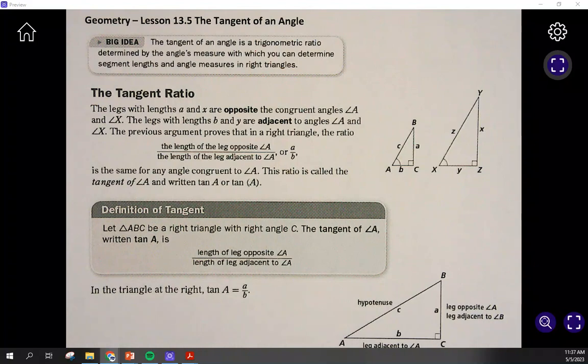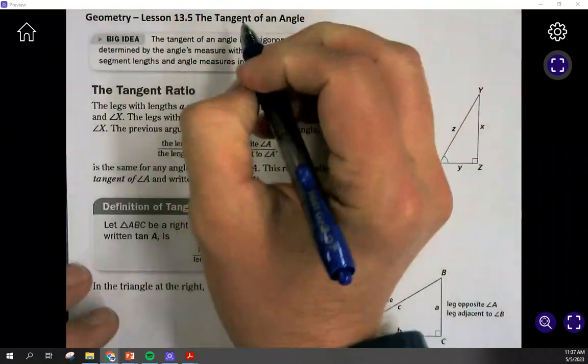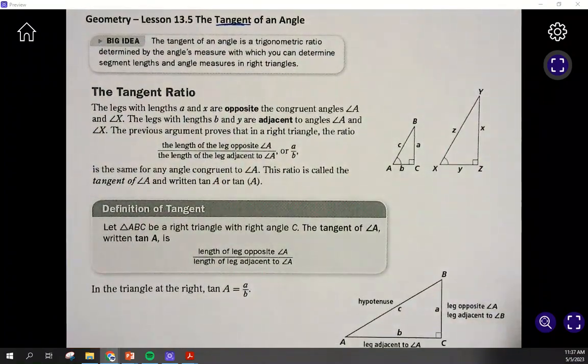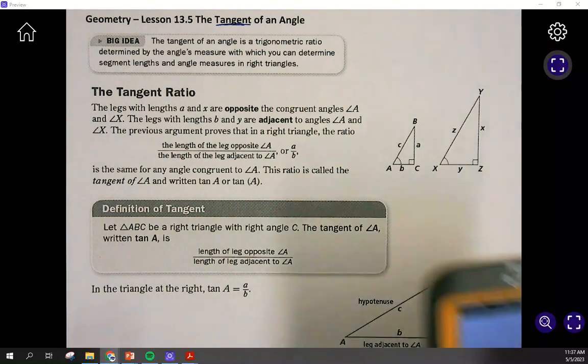This is geometry lesson 13.5. We are looking at the tangent of an angle. So we're going to use that word a lot today. Tangent is a certain ratio of the sides in a right triangle. We'll also look at sine and cosine. You may have heard those before.